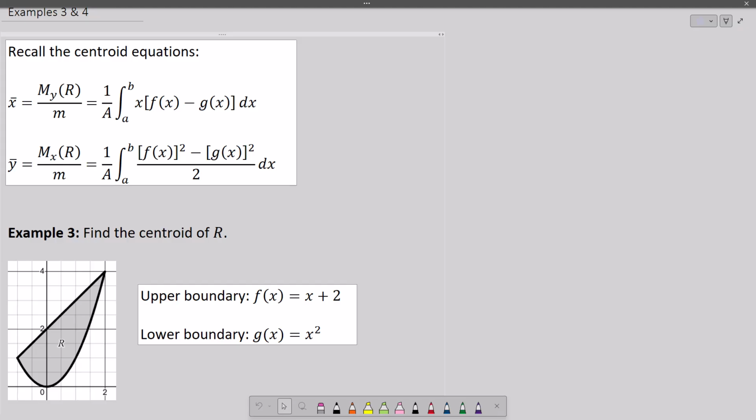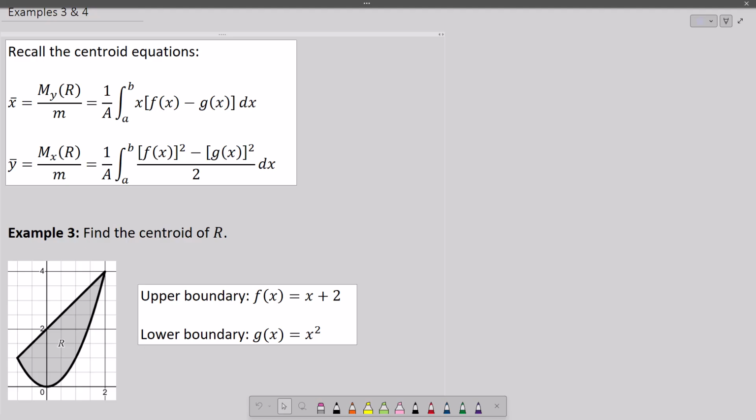So when you're looking at these, the nice thing for a centroid is that the rho, the density is constant, and it just cancels out. There's a density in this, and there's a density in that, and they just cancel. So we end up with just 1 over area. And this should look like the area integral other than the x. So it's just area, upper minus lower, multiplied by x.